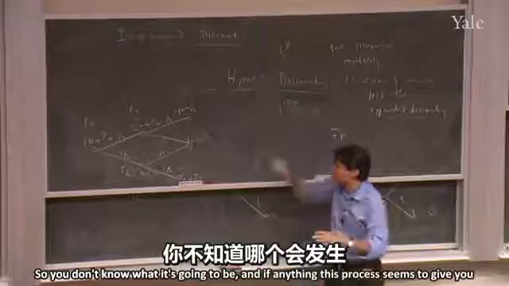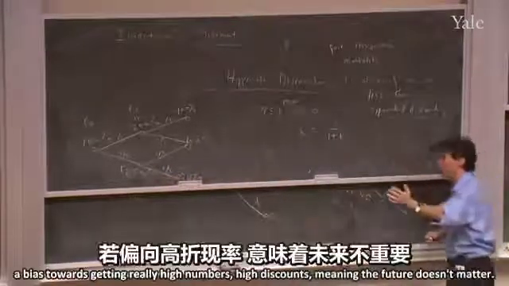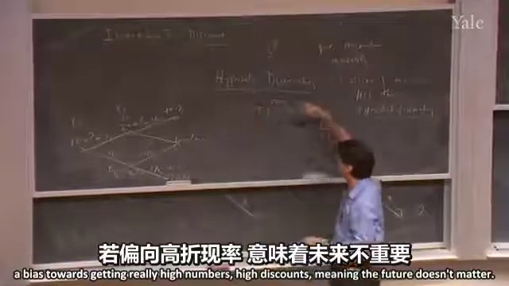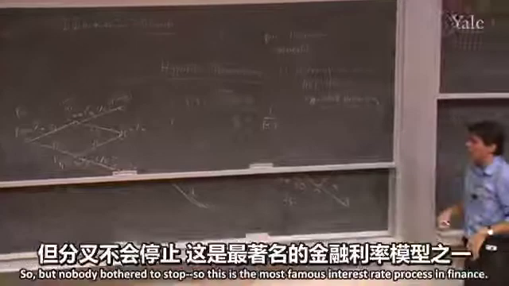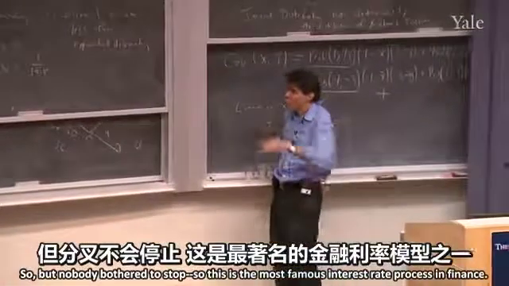Okay, so you don't know what it's going to be, and if anything, this process seems to give you a bias towards getting really high numbers. Okay, high discounts, meaning the future doesn't matter. Okay, but nobody bothered to stop.